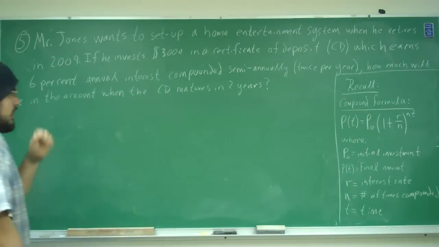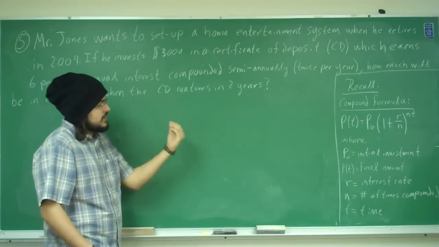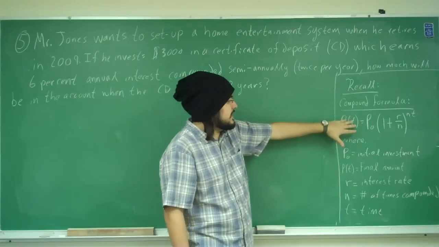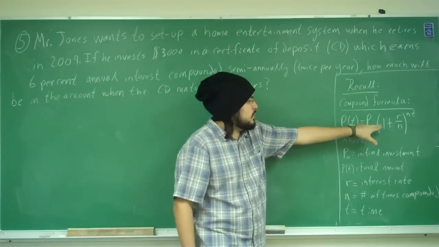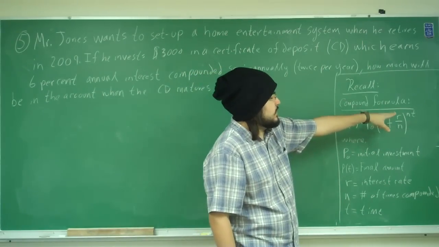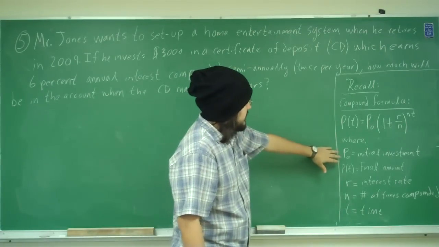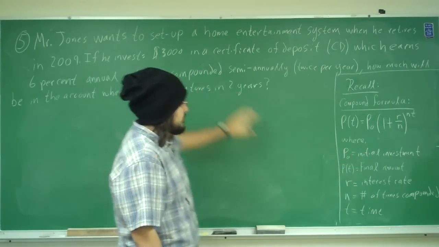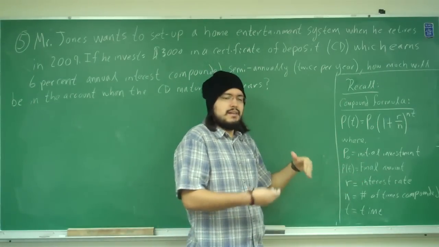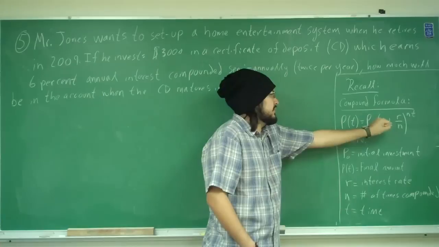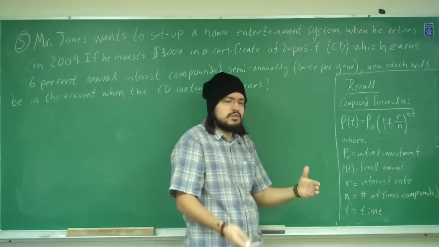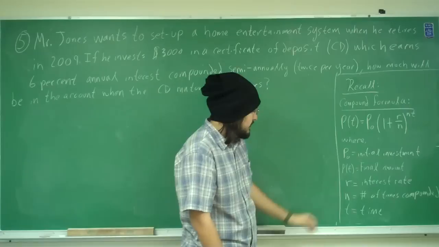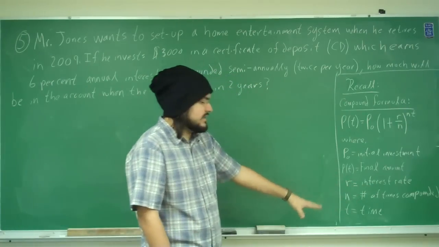Okay, so we need to recall some formulas and what each term stands for. So, the compound formula: P sub T equals P sub naught times (1 plus R divided by N), all raised to the NT. Where P sub naught is your initial investment, so in this case, $3,000 will be our initial investment. P sub T is our final amount, so after we do this compound interest and how the money matures, what's our final output? R is your interest rate, N is the number of times compounded, and T is the time.